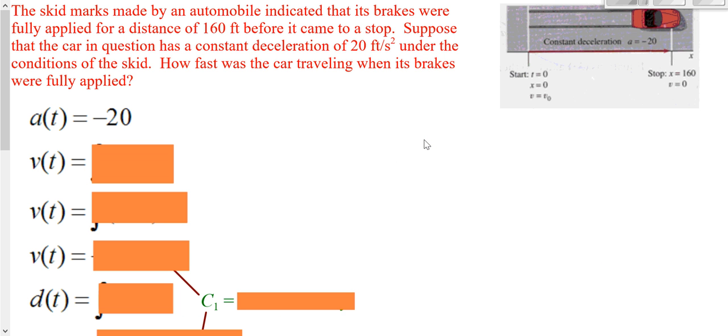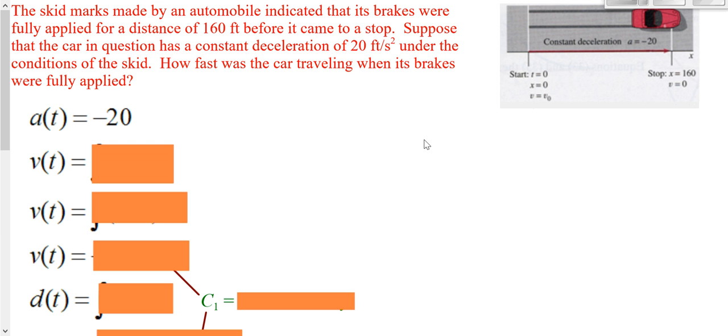With that in mind, let's take a look at this problem. We have skid marks made by an automobile that has its brakes fully applied, and it skidded 160 feet before it came to a stop. There was a constant deceleration of 20 feet per second squared, so that means our acceleration is -20. How fast was the car traveling when the brakes were put on?